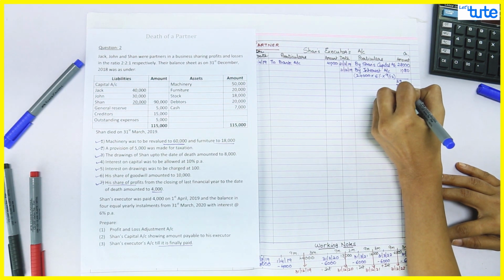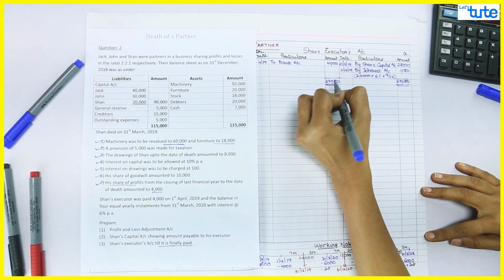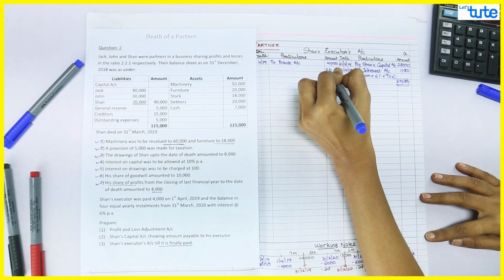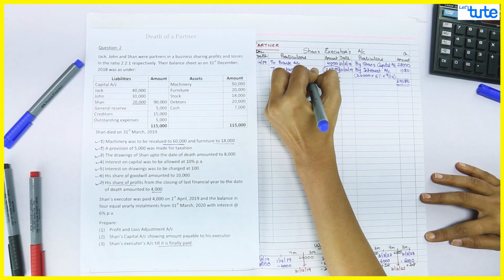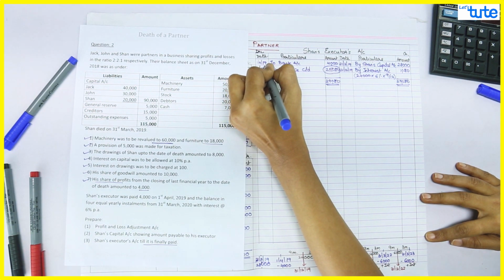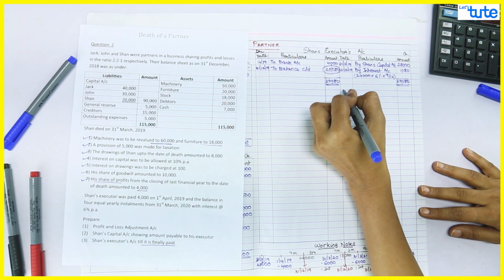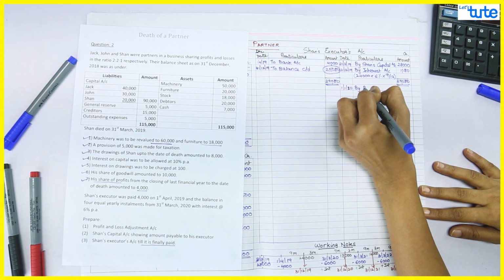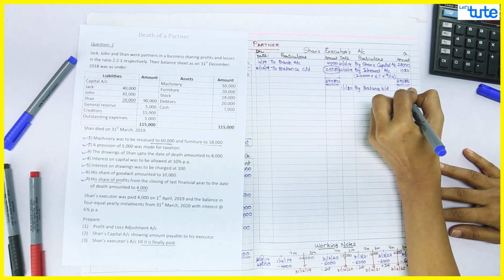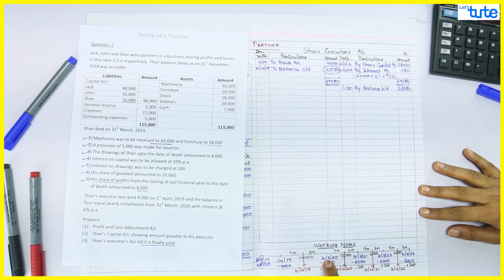So this is 29,080 minus 4,000. So this is 25,080 to balance carried down on 31st December 19. Now this balance would be brought down over here on 1/1/2020 by balance brought down 25,080.